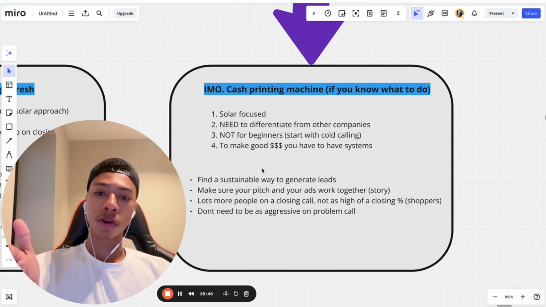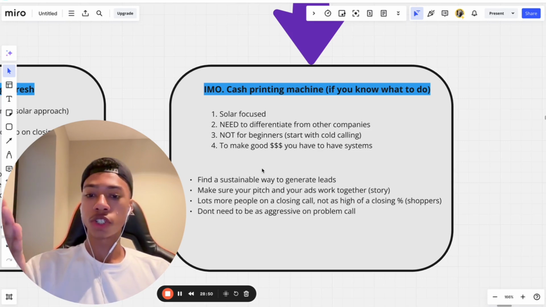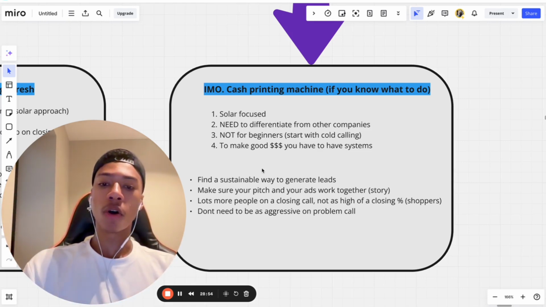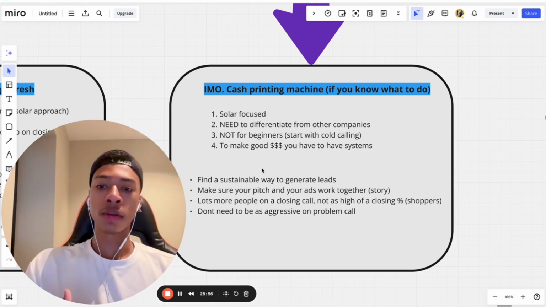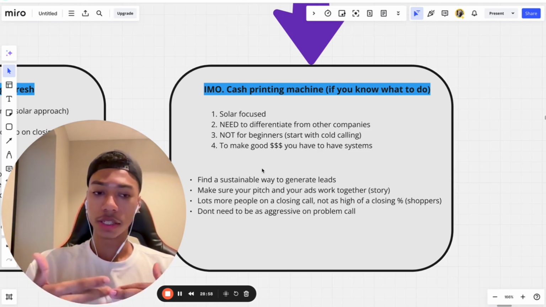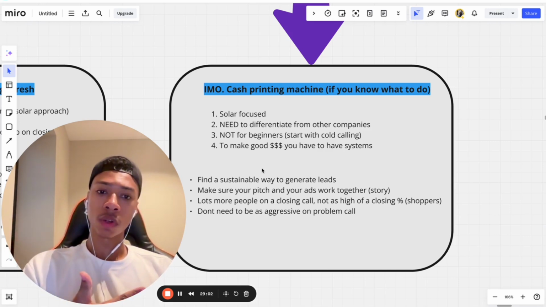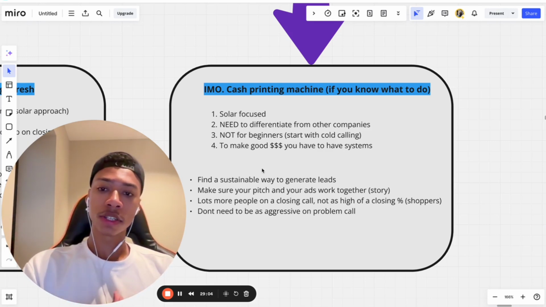You need to have good processes in place, and good processes are going to cost you money. It's going to cost you a couple hundred dollars to even get the most basic of systems when it comes to inbounds. You need a good CRM, great ads, integrations, all this stuff. It can definitely cost you quite a bit of money if you don't have that stuff.